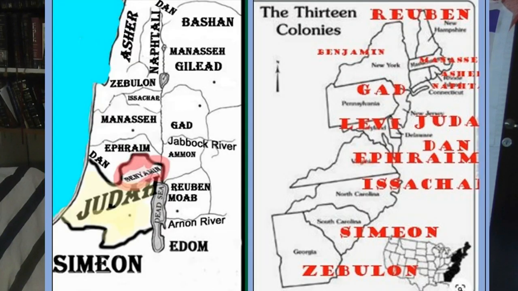We identify New Hampshire with Reuben, Massachusetts with Manasseh, Rhode Island with the tribe of Asher, Connecticut with Naphtali, New York with the tribe of Benjamin, New Jersey with the tribe of Judah, Pennsylvania with Gad, Delaware with Dan, Maryland with Levi, Virginia with Ephraim, North Carolina with the tribe of Issachar, South Carolina with Simeon, and Georgia with Zebulun. And each of these different states with their tribal allocations show similarities to the Israelite tribe in question.